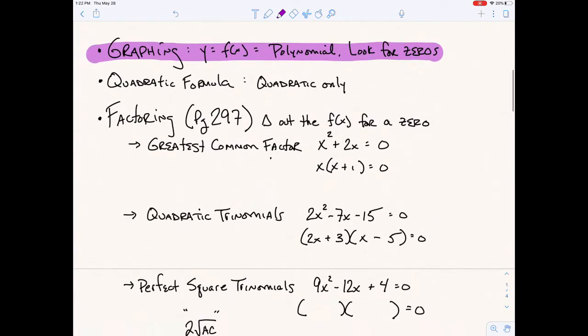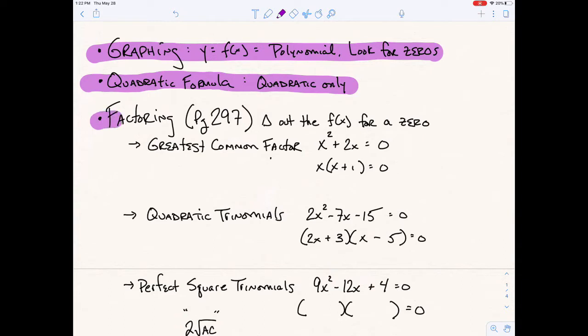A couple other things that we can use, right? A lot of these are going to be review. I'm really only going to touch on the new stuff. A reminder, yes, you can use the quadratic formula, but you can only use the quadratic formula for stuff that's quadratic. That means to the second degree. So yes, the quadratic formula, it's fantastic. We still love it, or at least I do, but its use is limited to quadratic stuff only.